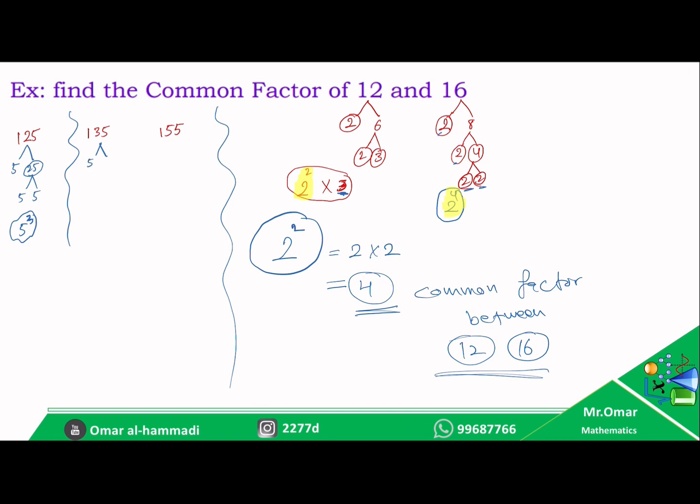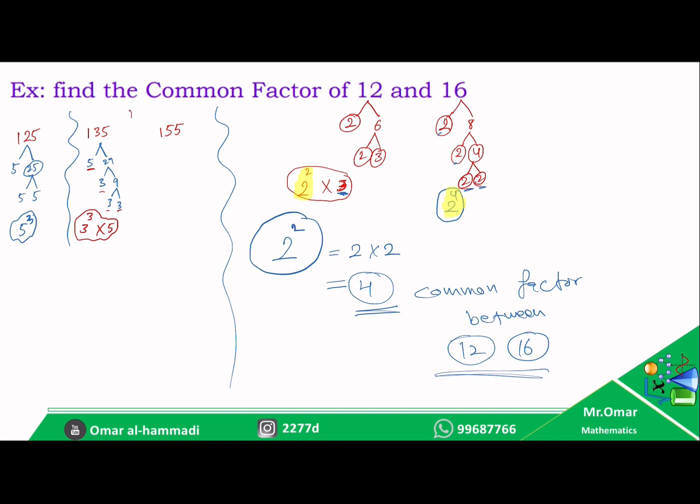5 multiplied by 27. And 27 divided by what? We will try 3. It will give us 3 multiplied by 9. And 9 is 3 multiplied by 3. So here we go. We have how many 3? 3 times: 1, 2, 3. So 3 to the power 3 multiplied by 5.